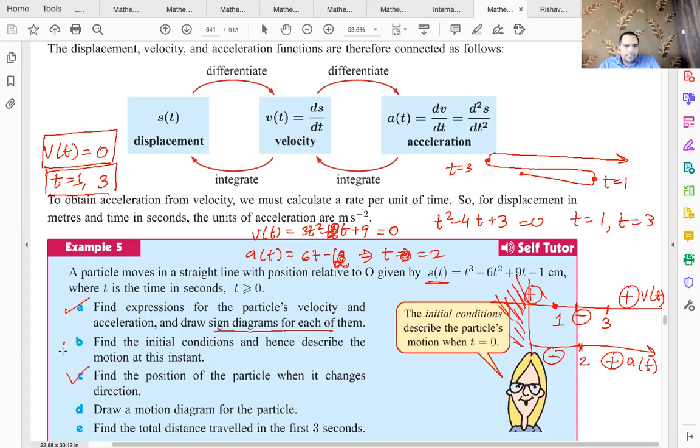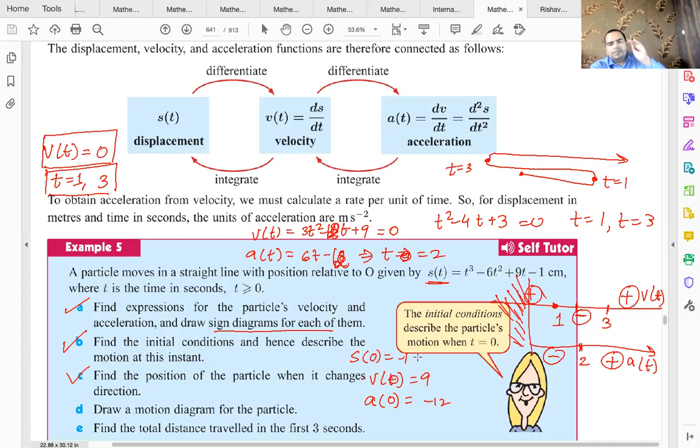Now describe the initial conditions and hence describe at this instant. The initial condition is always found by plugging t as 0. So first, s of 0 is -1. v of 0 is 9, and a of 0 is -12. So acceleration is -12. The v of 0 is 9, and s of 0 is -1.